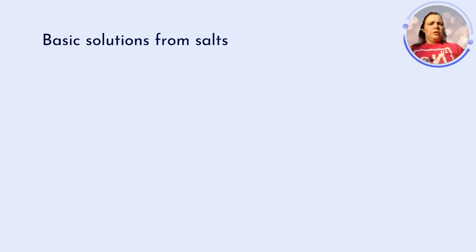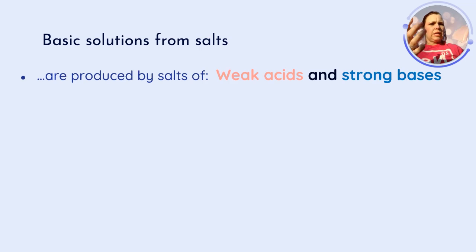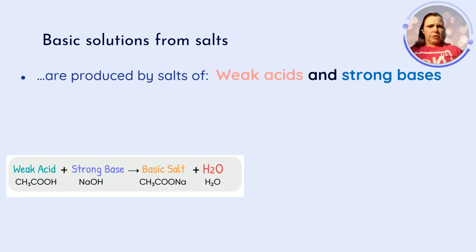All right? To get a basic solution from a salt, and what we mean by that is a solid or liquid, usually solid, that you would dissolve in water, and after that dissolution process the solution would be basic. Basic solutions are produced by salts of a weak acid and a strong base. So, for example, you have a weak acid, acetic acid, and a strong base, sodium hydroxide.